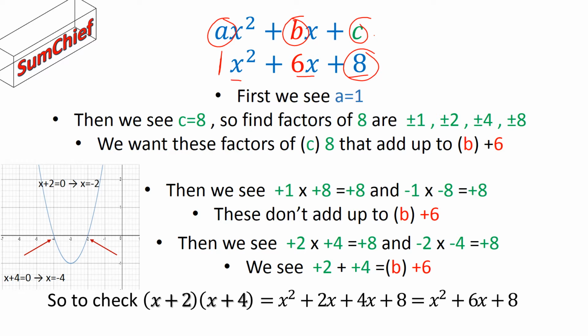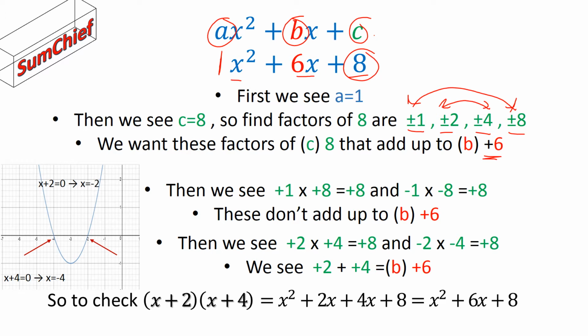So when c equals 8, we need to find factors of 8. This is pretty straightforward: plus and minus 1, plus and minus 2, plus and minus 4, and plus and minus 8. And we tend to line these up with the first and the last and the middle two like that in this example. So we want these factors of 8 that add up to plus 6. So let's go through the system and work it out.